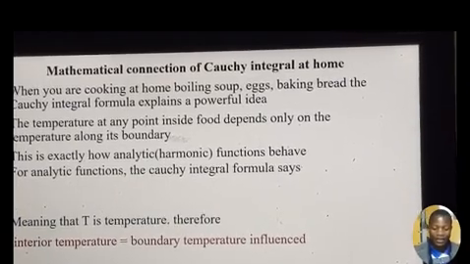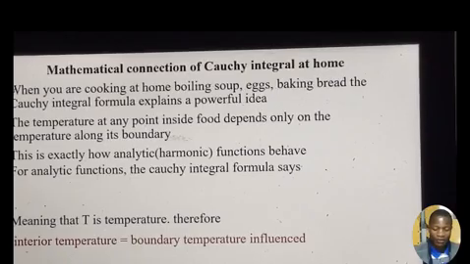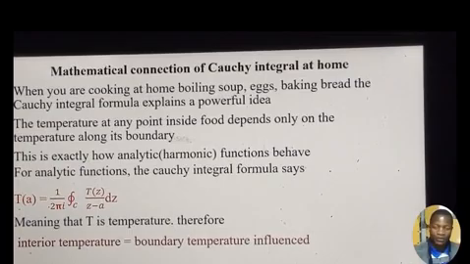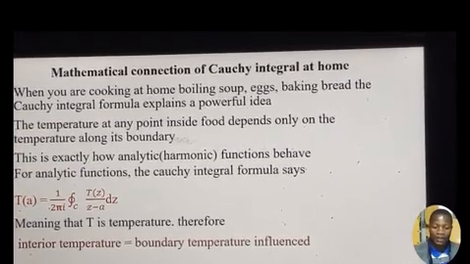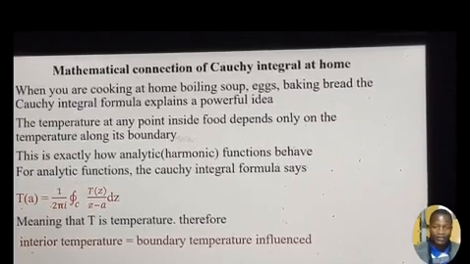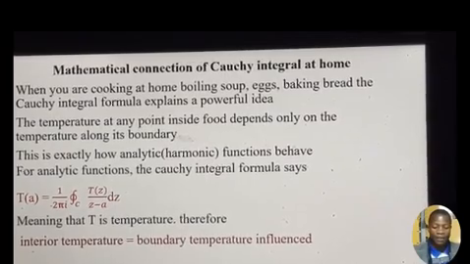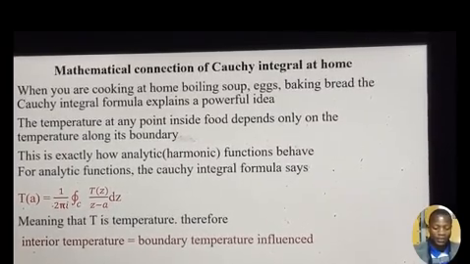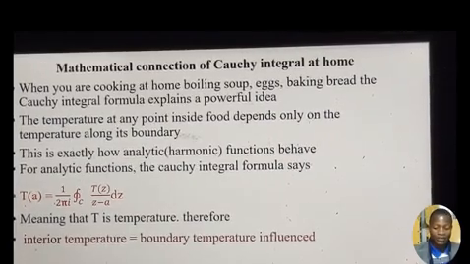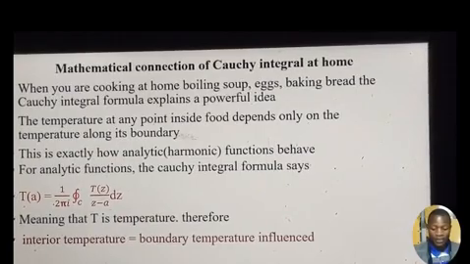For any analytic function, the Cauchy integral formula says temperature at point A is equal to 1 over 2 pi i integral over contour C of T of z over z minus A dz, where T represents temperature. Therefore, interior temperature is influenced by boundary temperature.